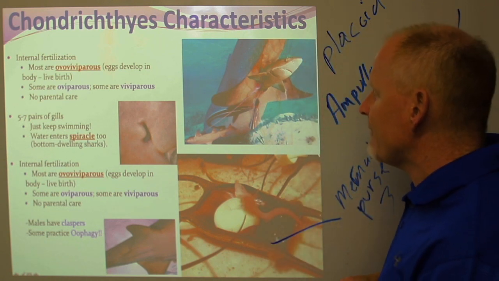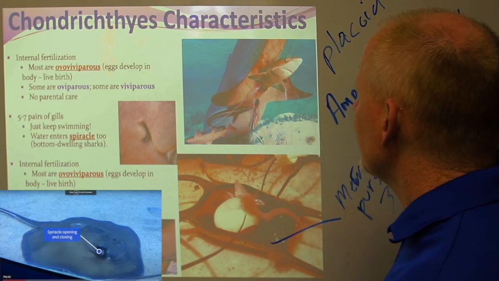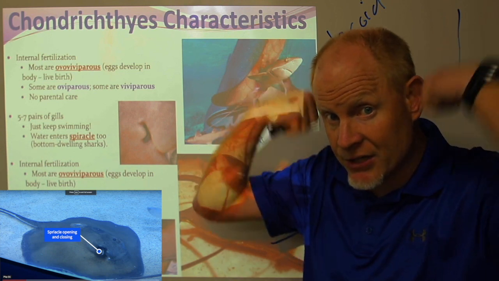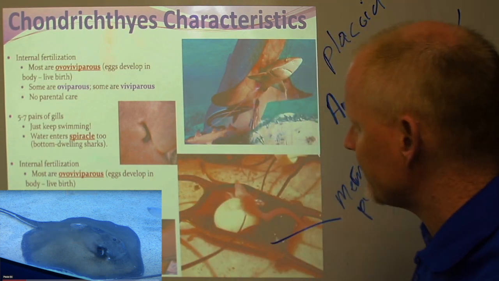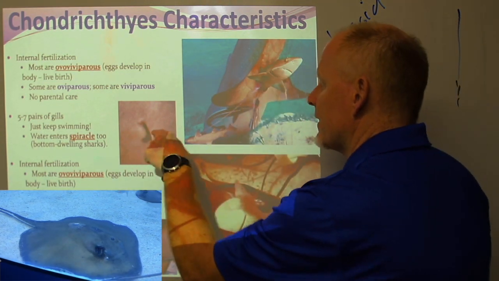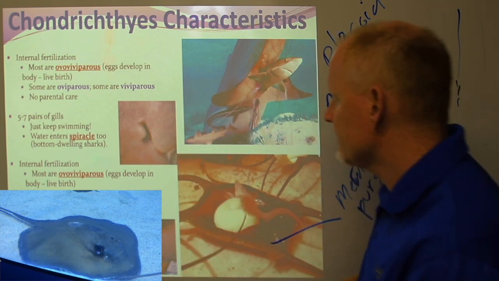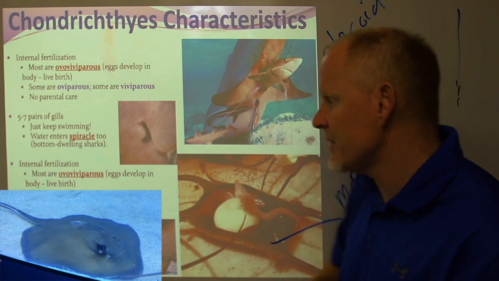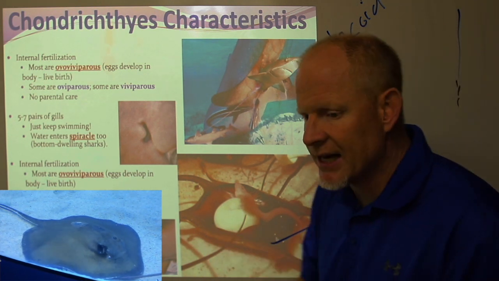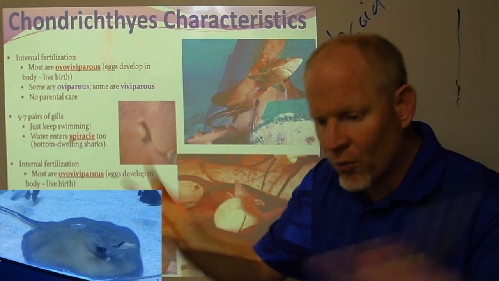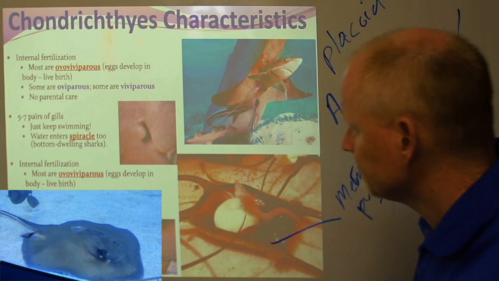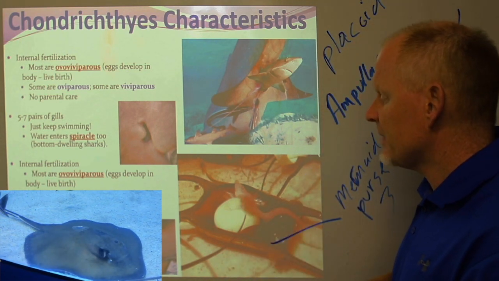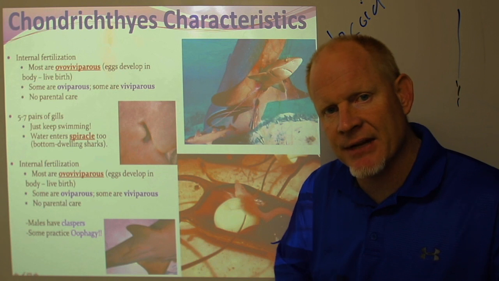Some sharks do have a spiracle, which is on the dorsal side where they can actually move water down into the gill chamber. This is what the spiracle looks like. Water can move in and then go out the gills. Not all sharks have those spiracles anymore, but several of them do. And these are the bottom-dwelling sharks that can actually sit and use the spiracle to pump water over the gills. But your pelagic sharks lack those spiracles and have to keep swimming.